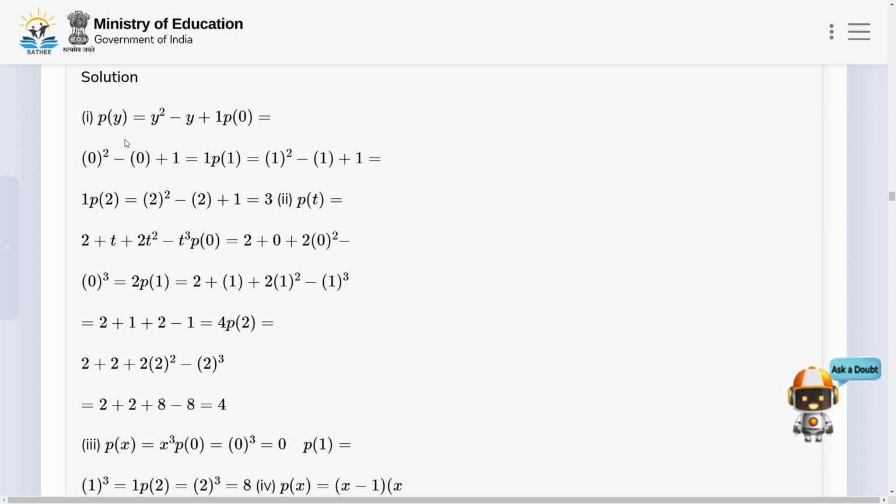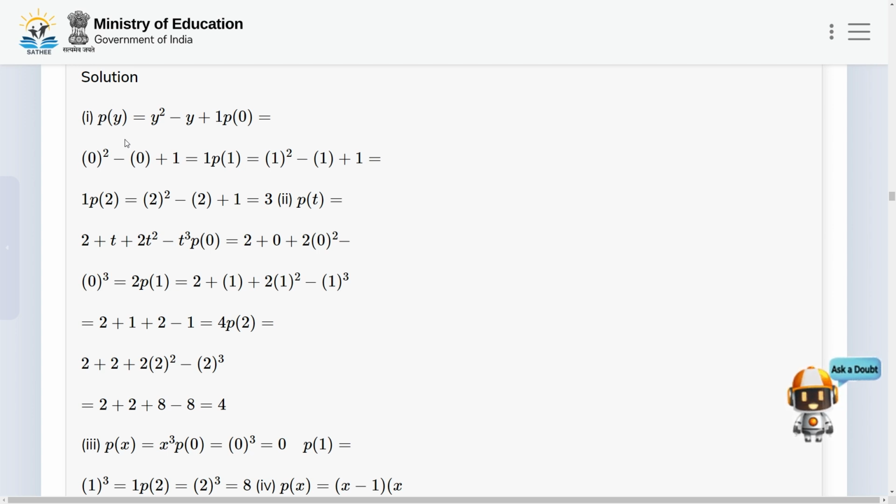Okay, so the value of p of y is equal to y square minus y plus 1 at point y is equal to 0, this is equal to 1. Okay, and then p of 1. So if we replace the value of y is equal to 1 in the polynomial p of y, this is equal to y square minus y plus 1, then we will get p of 1, this is equal to 1 square minus 1 plus 1, and this is equal to 1 minus 1 plus 1, and this is equal to 1. So p of 1, this is equal to 1.